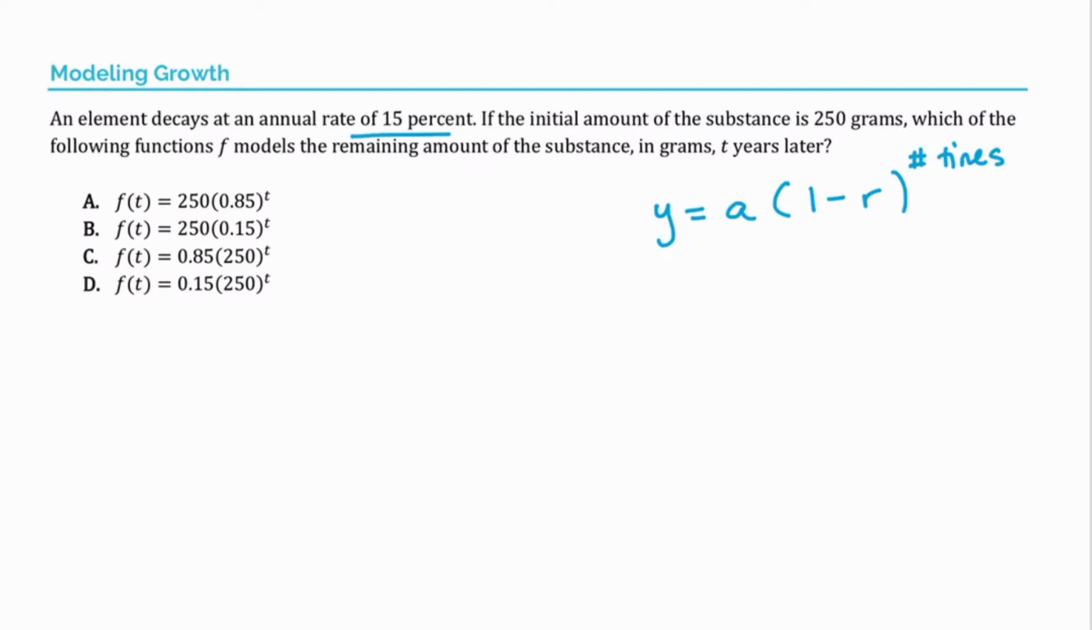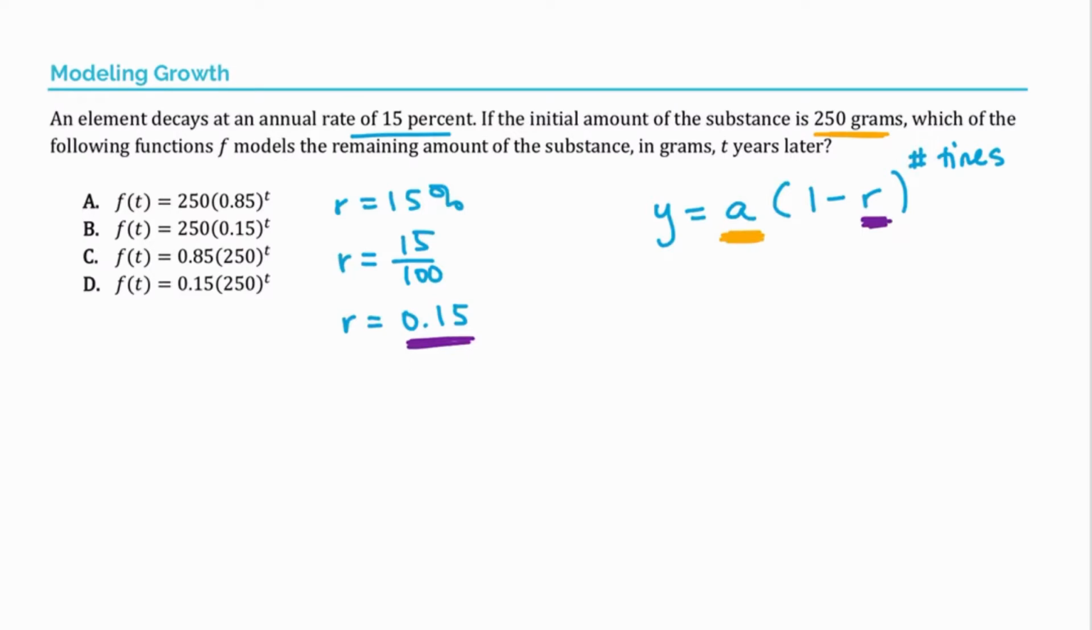Okay, so let's figure out what we have here. The rate is 15%. So the first thing I'm going to do is just put that r equals 15%. Remember, we can't put a percent in there. We need a decimal. That means that r is 15 divided by 100. Remember, when you see a percent, divide by 100. So r is 0.15. So I'm going to take that value, 0.15, plug it in over here for r. Then they tell us that the initial amount of the substance is 250 grams. So I'm going to put that 250 right there for A.